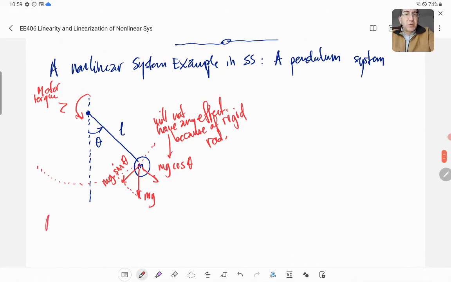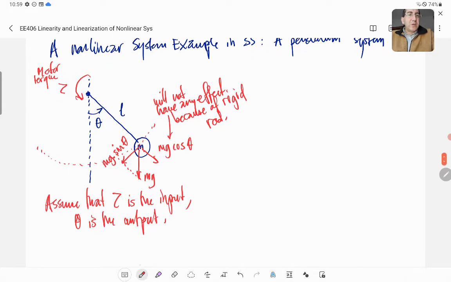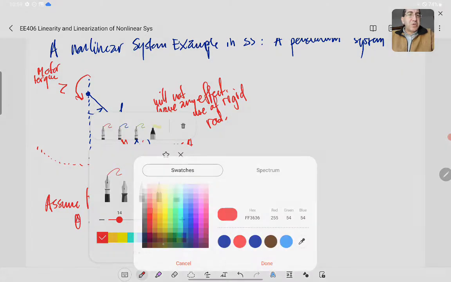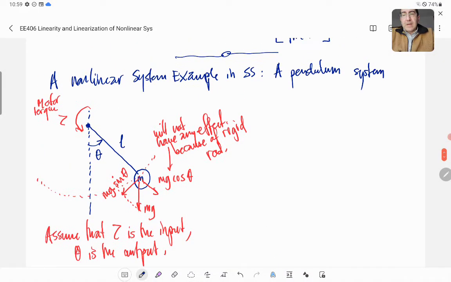So let's further assume that tau is the input to the system, and let's say theta is the output. Okay? So let's try to write down the system dynamic equations. Okay? So also, we will use Newton's law for rotational dynamic systems. So I will need the inertia of the system with respect to point O.